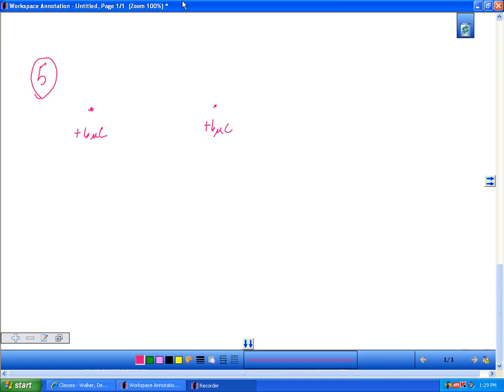Then I have this one up here. That's a negative 8 microcoulombs. And this one here, that's a plus 3 microcoulombs. And then I have some distances. So this is going to be my origin right here. And I'm going to make that be a different color. This is going to be my origin right here. So right there, I want to know what is E right there. Okay, I'm going to call this one Q1, Q2, Q3, and Q4.